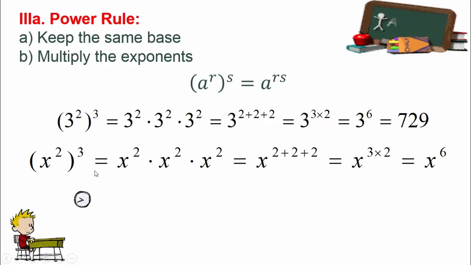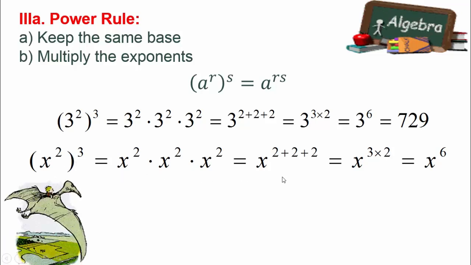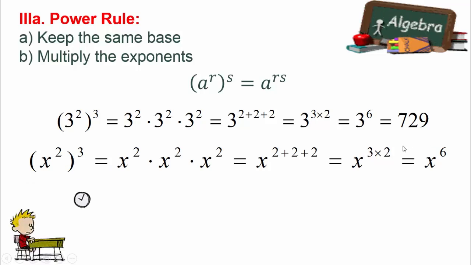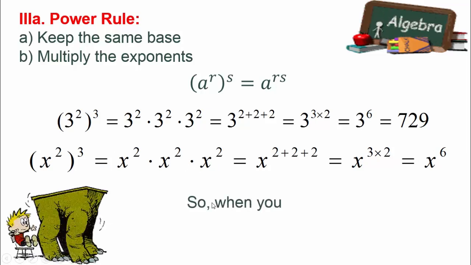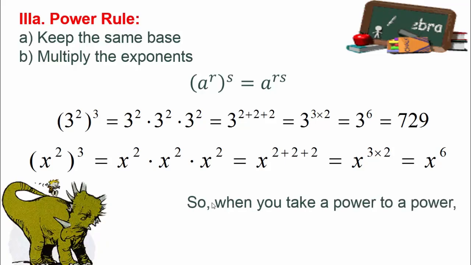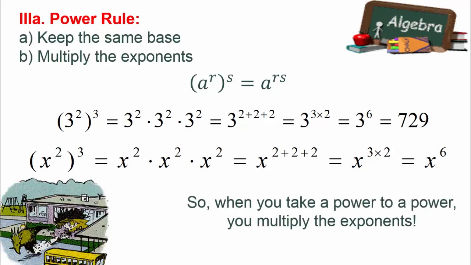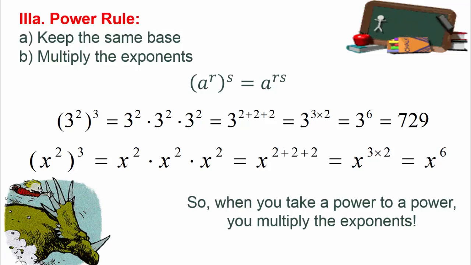Now here, using the variable x, we go through the same process, and we see that we get x to the 6th just as we would if we expanded it out and added it. So when you take a power to a power, you multiply the exponents.